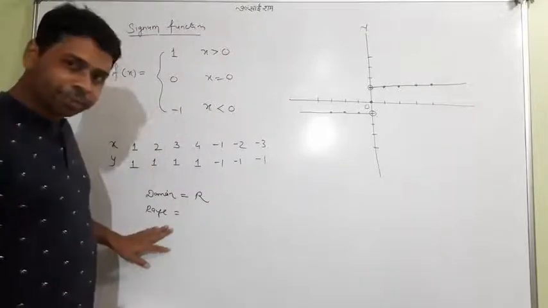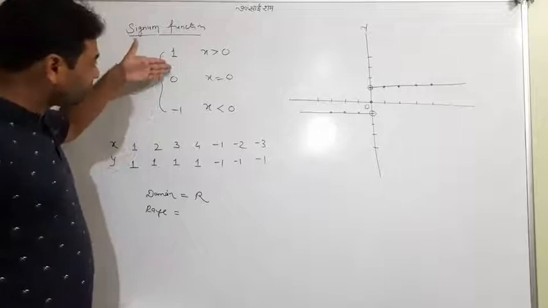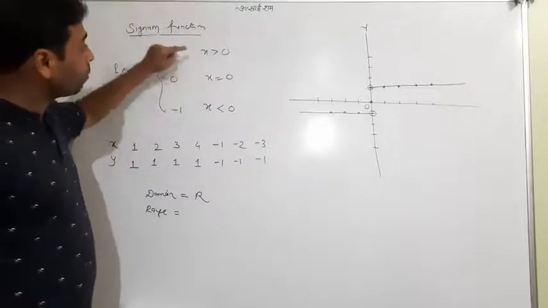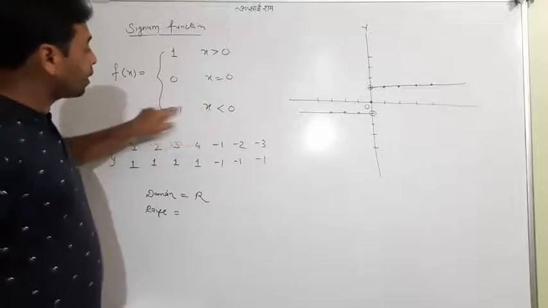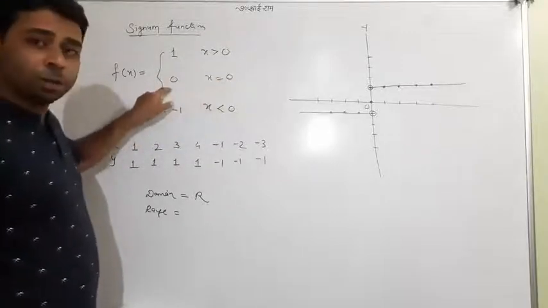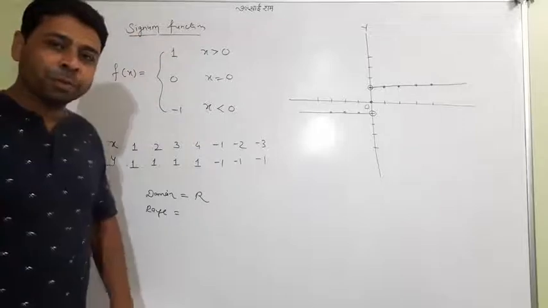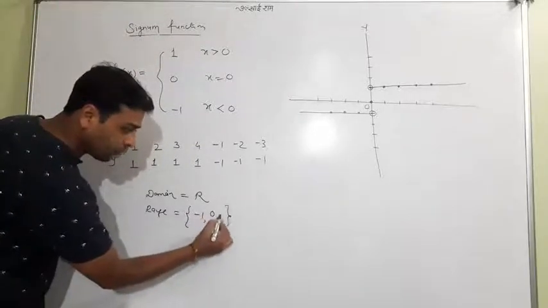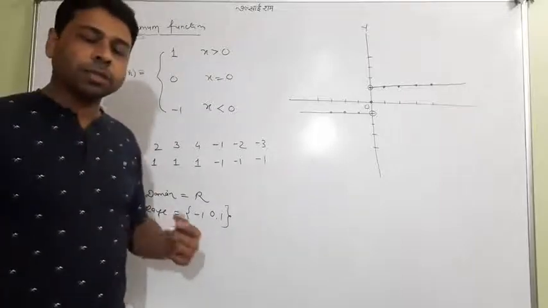And what is the range? Very interesting, this range is already given. This is y, this is y. On putting a positive number, y is 1. On putting a negative number, y is minus 1. And on putting 0, it is 0. So only 3 numbers are in the range. So range will be the set minus 1, 0 and 1. Only 3 numbers are in the range set.